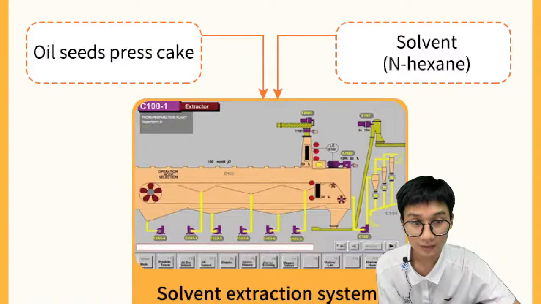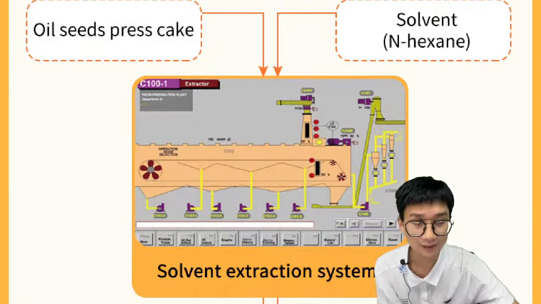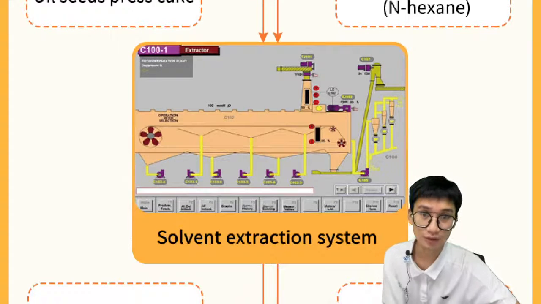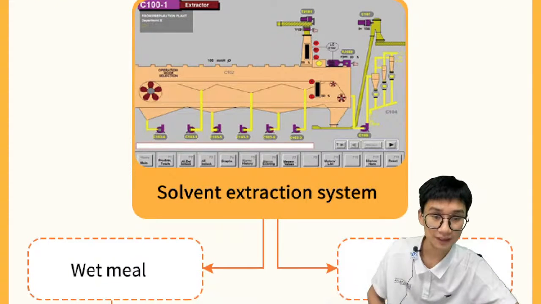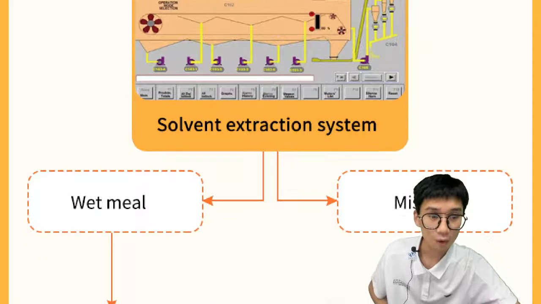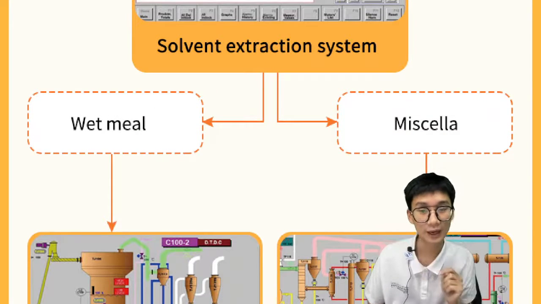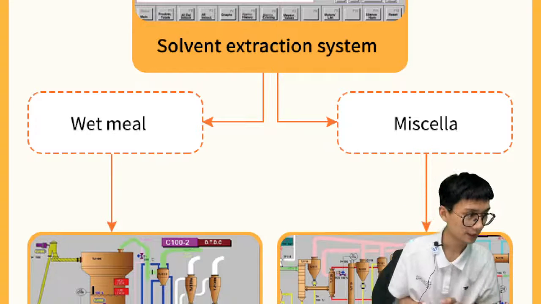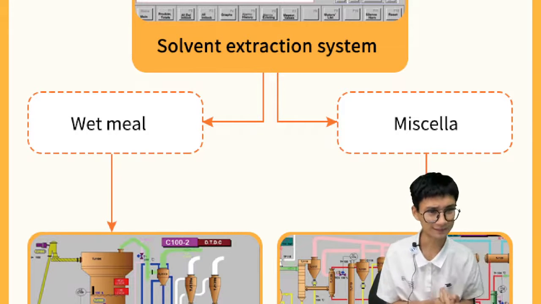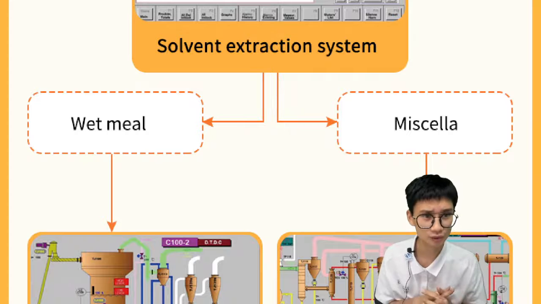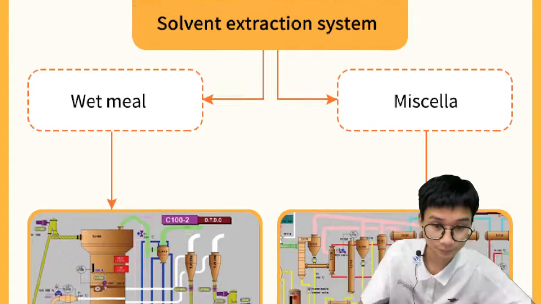So we will have the oil seeds press cake and the solvent, the hexane, get into the solvent extractor, the solvent extraction system, and then we will get two parts. The first one is the wet material, wet meal. It is the oil seeds with the hexane, and the second one is the crude oils with hexane, which normally we call miscella.